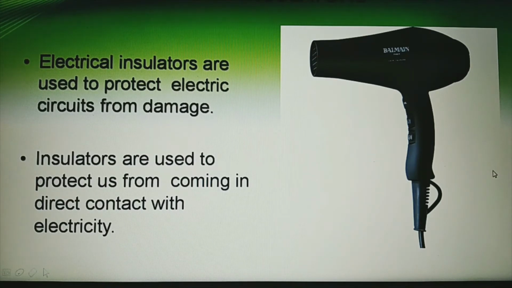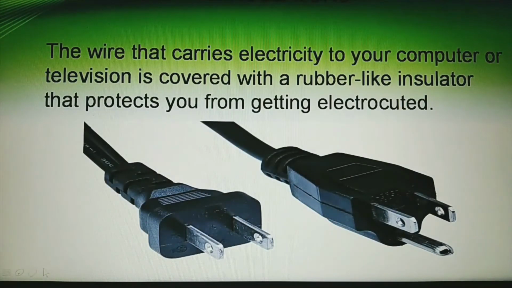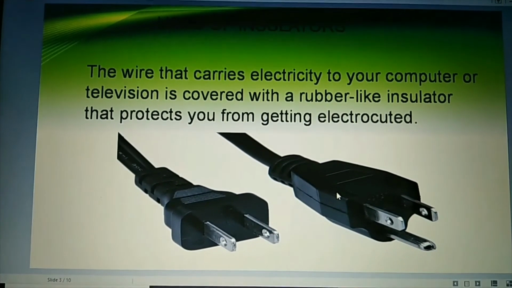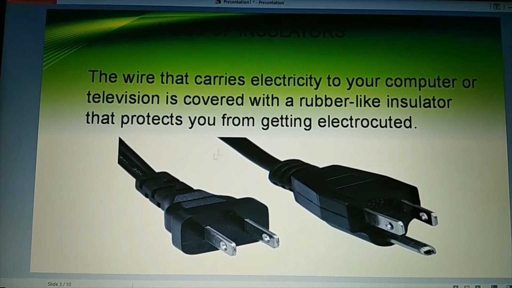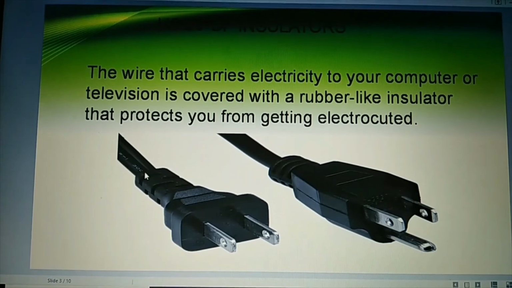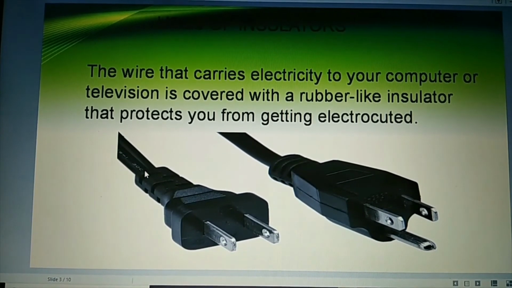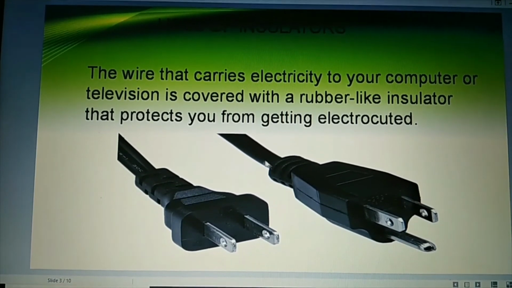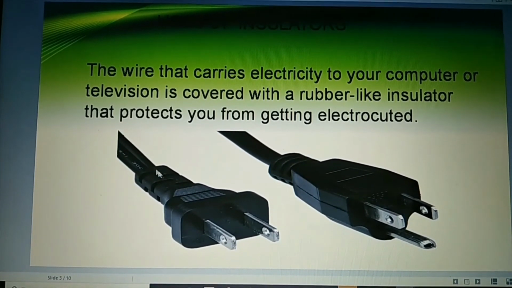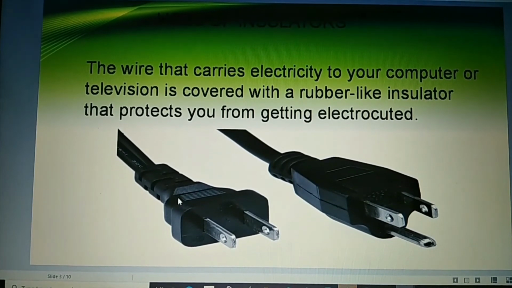All right, so let's go on. They protect us from coming in direct contact with electricity, and they also protect electric circuits. So this is the wire that carries electricity to electrical appliances. It is covered with a rubber-like insulator, and this protects you from getting electrocuted. You can't see what's inside, you can't see the copper inside the wire. All you can feel, touch, and see is the insulator.